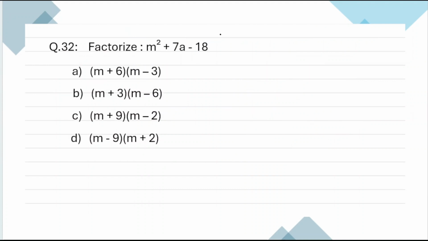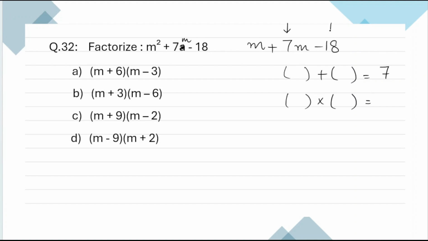Next, factorize m square plus 7a. It should be m, my bad. m square plus 7m minus 18. So, to factorize this kind of quadratic polynomials, I will be looking for two numbers, integers, whose sum will give me this 7, this one. And when those integers are getting multiplied, I should be getting this last term as negative 18. So what will be those integers?